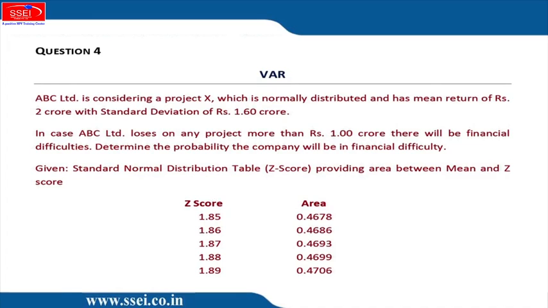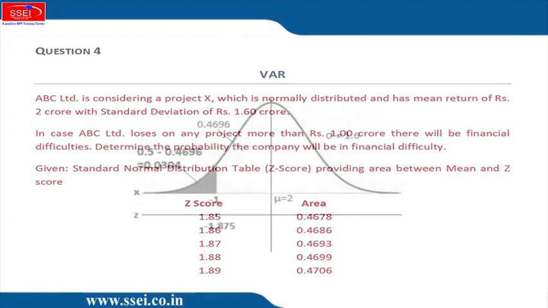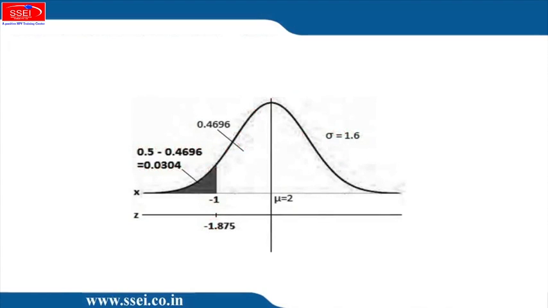So loses more than 1 crore. That means the loss, minus 1 crore, has to be marked on the left side. You have marked 2 crore at the center of the distribution. You should mark minus 1 crore on the left side. When you mark minus 1 crore on the left side, you have to shade the left tail, and when you do that, calculate the z corresponding to -1.